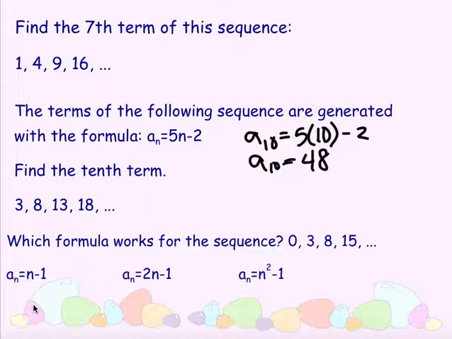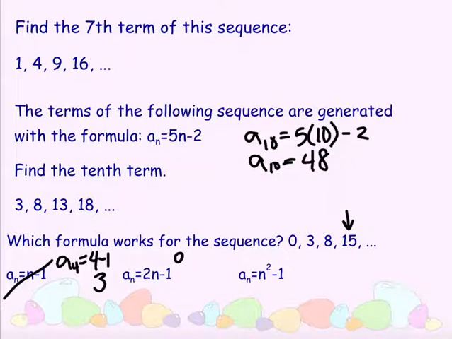And which formula works for the sequence 0, 3, 8, 15? Well, let's see. Let's take each of these formulas and figure out what it gives, let's say for this fourth one. So if I do a sub 4 for each of these, a sub 4 for this one is 4 minus 1 or 3. That one's not going to work.